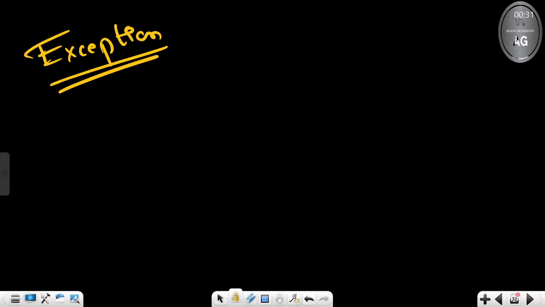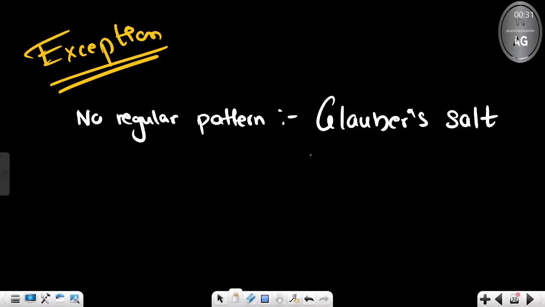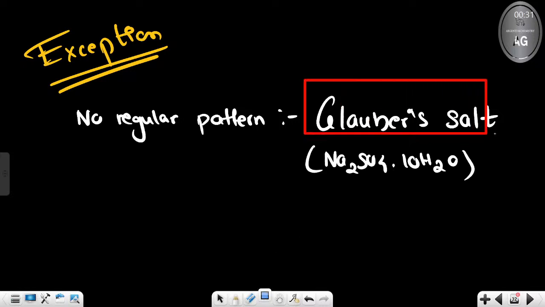So what are we going to write under this irregular one? No regular pattern. You have to remember the name. It's Glauber's salt. Glauber's salt is basically sodium sulfate decahydrate. Remember this because it's an important exception.